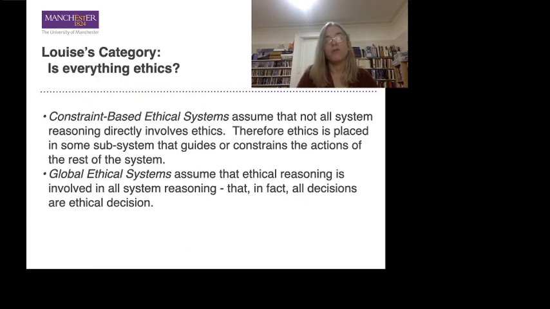I'm actually adding a further category here, and I've chosen to call them constraint-based ethical systems versus global ethical systems. And when we come to look at implementations, the very first implementations of ethical reasoning was an ethical governance system, and the idea was it was vetoing and guiding choices from some underlying system. So in a constraint-based ethical system, you are assuming that not all system reasoning involves ethics. So the ethics is some subsystem that guides or constrains the actions of the rest of the system.